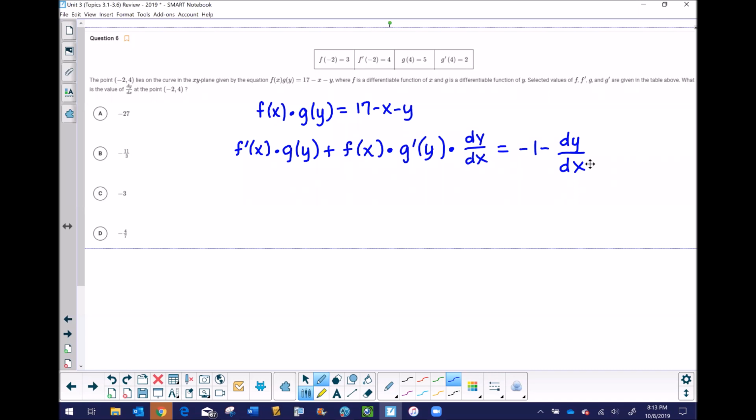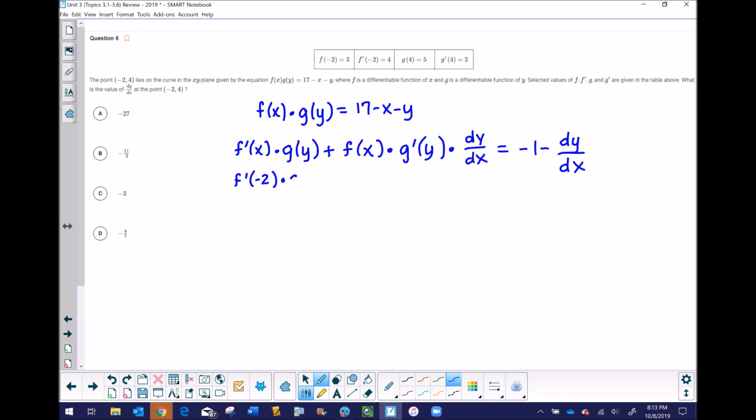Okay. Now we can insert -2 for the x's and 4 for the y's. And I'm just going to go ahead and do that right across. -2 for the x's and 4 for all of the y's. The dy/dx stays as it is. Now, why did I do that? Why did I plug in before solving for dy over dx? Could I have solved for dy over dx? Of course. But I think by plugging the numbers in first, it's going to make the problem a little bit more manageable.